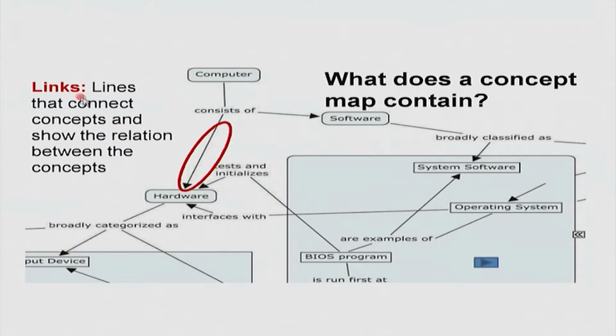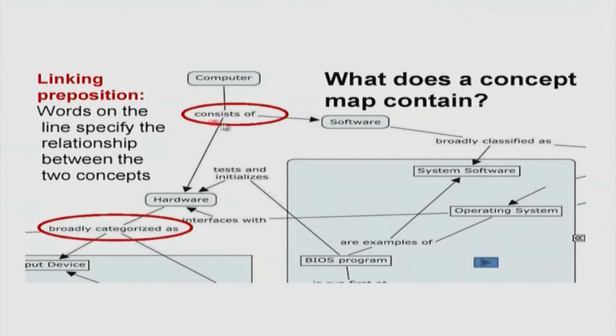These are the same concepts that we identified and organized a few slides ago. What comes next? These concepts are connected by links, and links are essentially lines or arrows which connect one concept to another and show the relation between the concepts. On the link there is something called a linking preposition. These are words or phrases which specify the exact relationship between two concepts. Let us look at these two examples. Computer is connected to the concept of software through the preposition consists of. So, computer consists of software.